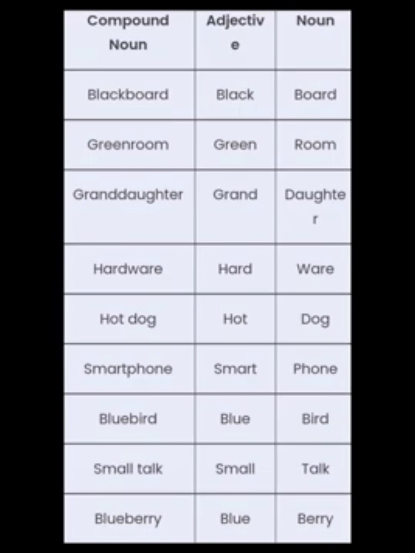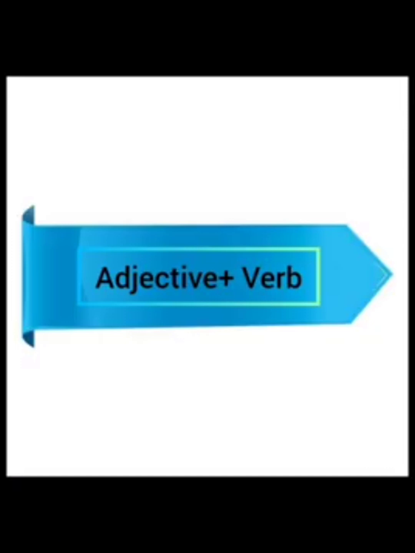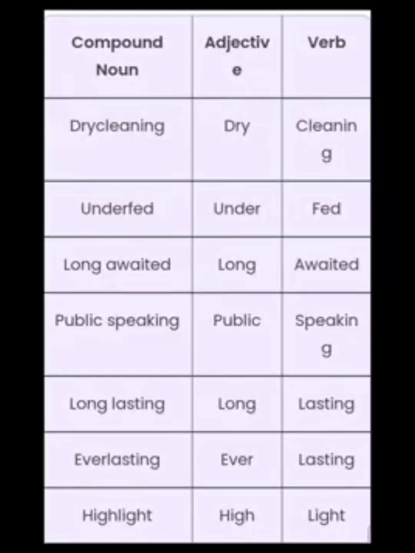Then we have a combination of adjective plus verb. The compound nouns that are formed with the help of adjective and verb combination are dry cleaning, dry is your adjective, verb is again cleaning. Underfed, long awaited, public speaking, long lasting, everlasting, highlight.